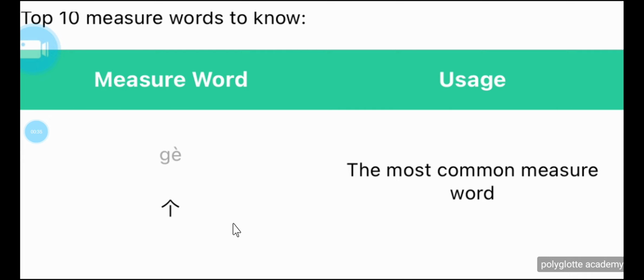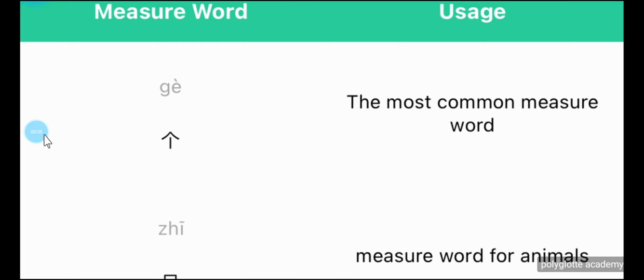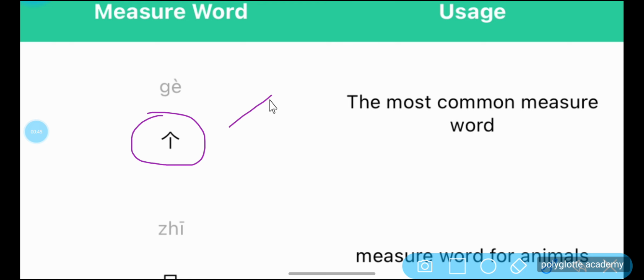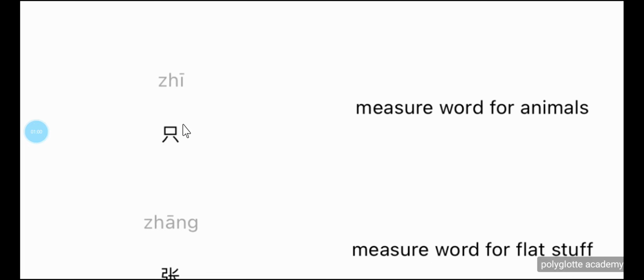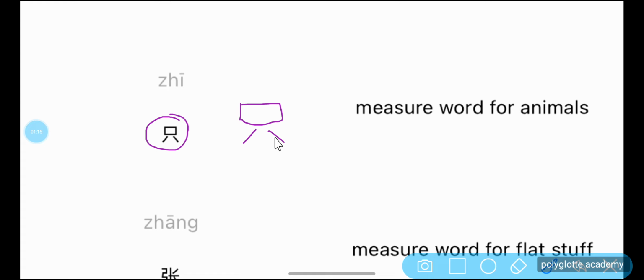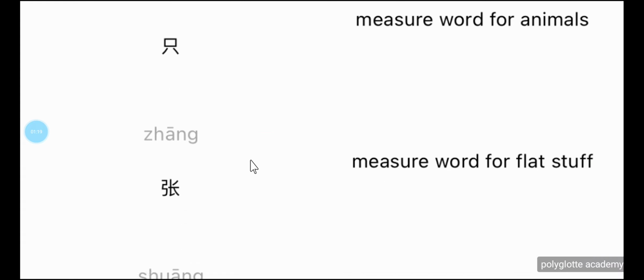The first measure word is ge, which is written as a two-stroke character. Ge here is the most common measure word. That's the most commonly used measure word. Now the next measure word will be zhi. The measure word zhi is a measure word for animals. You use this measure word for animals. Zhi is written like this, and that's the measure word used for animals.